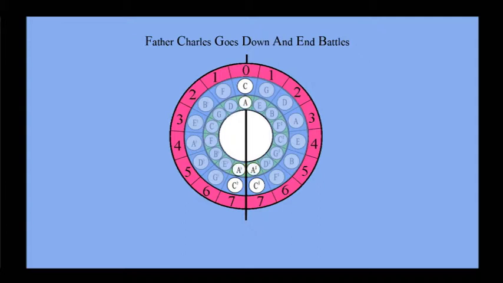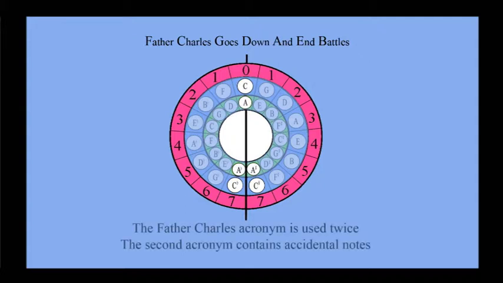We know that A is a relative minor in the key of C. So we can enter A at the top under C major, and then we can enter A flat and A sharp into the green rings at the bottom of the circle as shown. A sharp to the right and A flat to the left. The Father Charles acronym is used twice in each major and minor key. The second acronym must contain accidental notes. We can now enter sharps and flats to remind us which side of the separation line the accidental notes are situated. Sharps to the right, flats to the left.